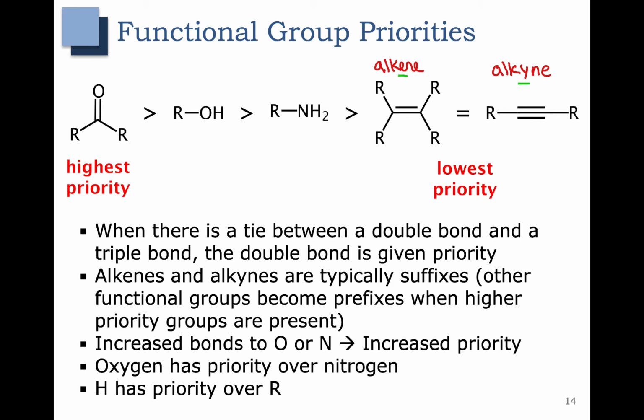Okay, here's another new tip that you want to make sure you keep in mind: if we have increased bonds to O, we have increased priority. So 2 bonds to an O, meaning a ketone or an aldehyde, has more priority over 1 bond to an O. Also, we want to keep in mind that oxygen has priority over nitrogen, and H has priority over R. That means that aldehydes with an H are going to have a higher priority than a ketone, which has 2 R groups.